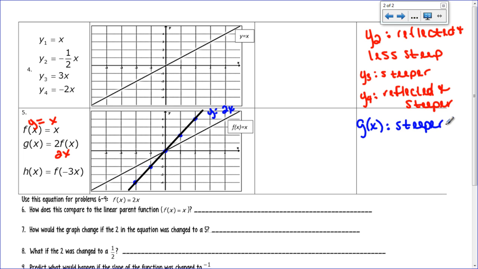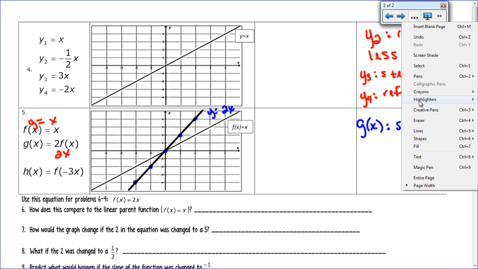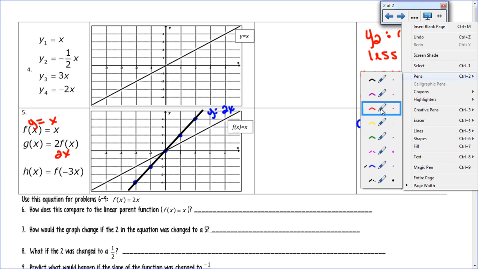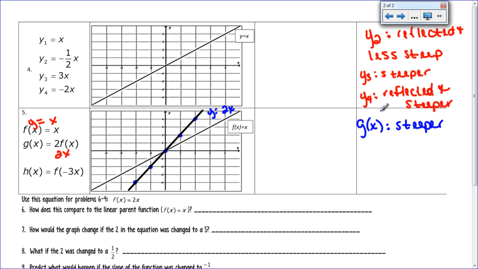Now, when I get to h of x, h of x says that I want to do f of negative 3x. Well, if you remember, when we do things like this and I do f of something, whatever goes in parentheses, that's what I plug in everywhere I see an x. And so this is really like saying the same thing as, instead of x, I'm going to put negative 3x. So I want to find the graph of negative 3x. So I'm going to do that very same thing.